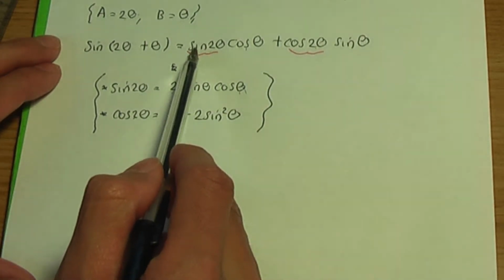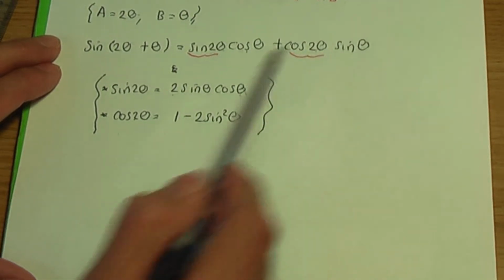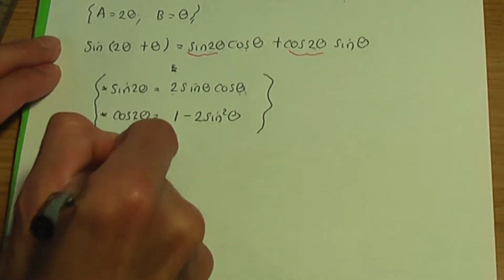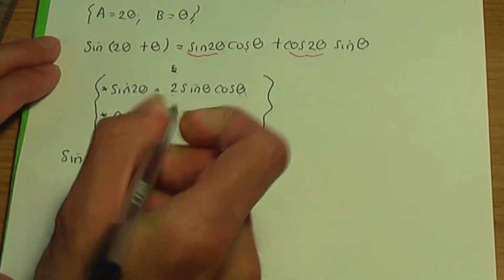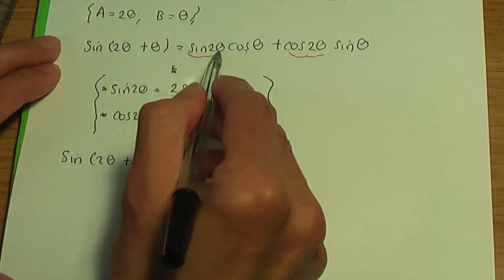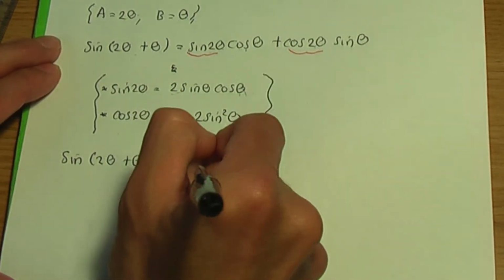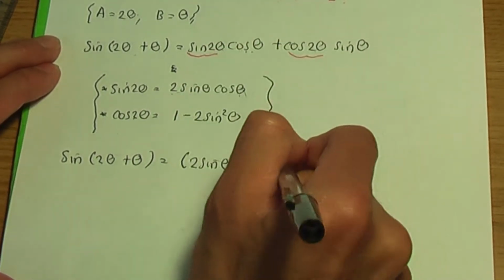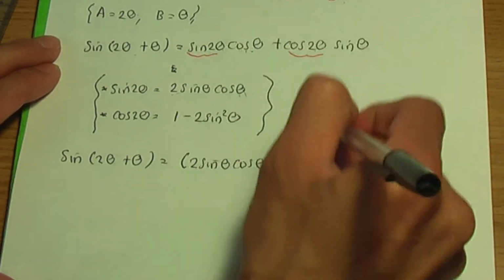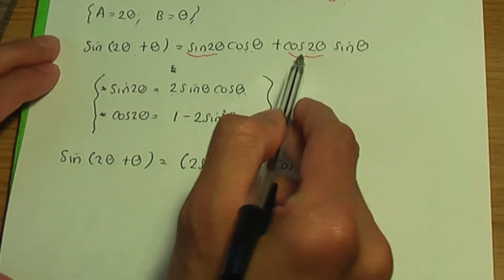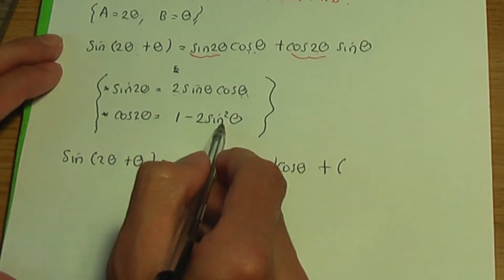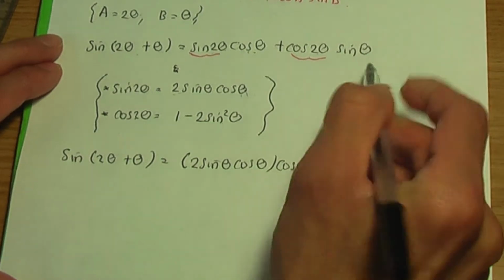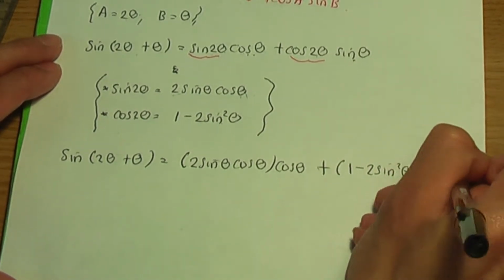Let's therefore replace the sine 2 theta and the cos 2 theta by the appropriate forms, giving us sine of 2 theta plus theta on the left hand side. That is equal to sine 2 theta. Let's replace that by 2 sine theta cos theta multiplied by the cos theta term here, plus cos 2 theta. Let's replace that by 1 minus 2 sine squared theta, not forgetting the sine theta here.